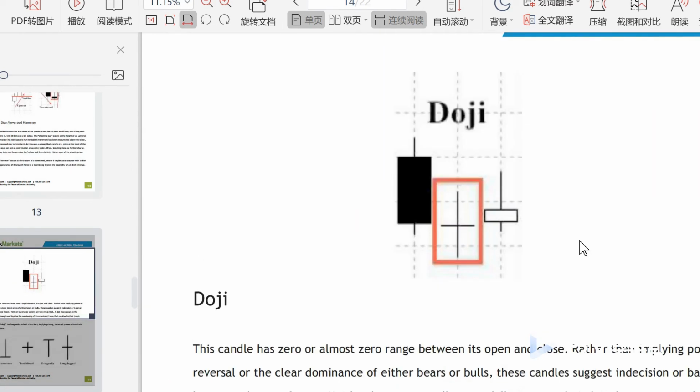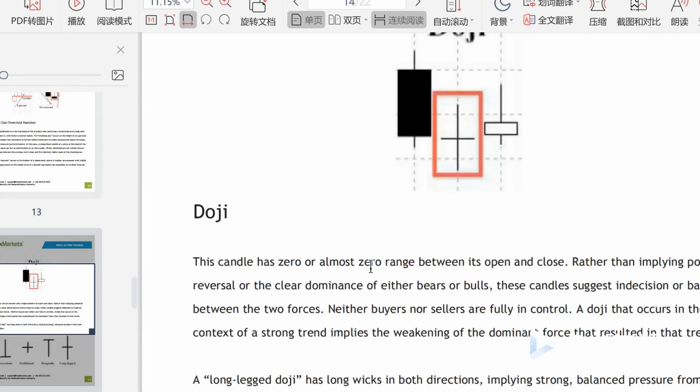So here you see the doji. This candle has almost zero range between its open and close, meaning no order. Like the market has reached a rather equilibrium right here. So rather than implying potential reversal or the clear dominance of either bears or bulls, these candles suggest a decision of balance.